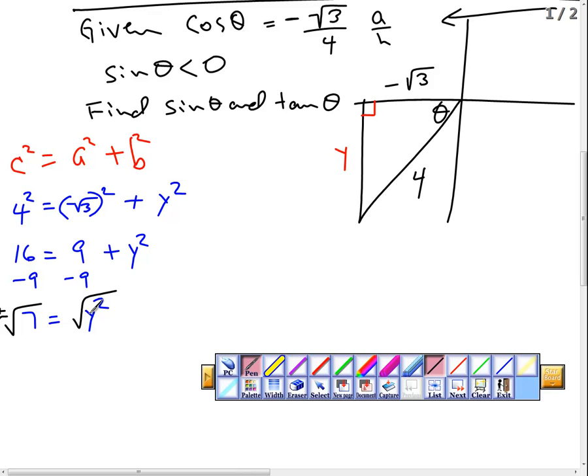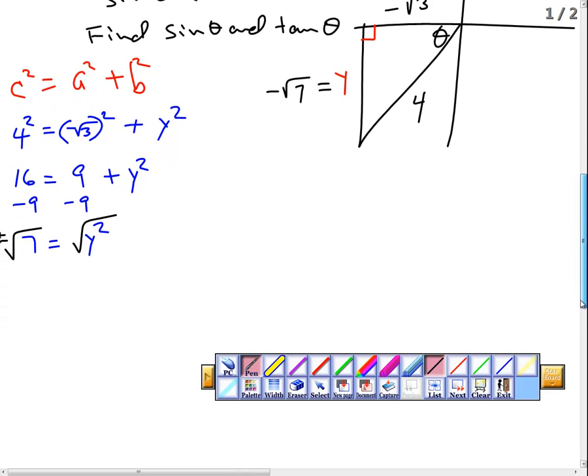Okay, you should have gotten plus or minus the square root of 7. So which one is it, positive or negative? Sydney? Negative. Good. It's negative because we're in quadrant 3 and y is negative in quadrant 3. So that'd be negative square root 7. All right, questions with that?